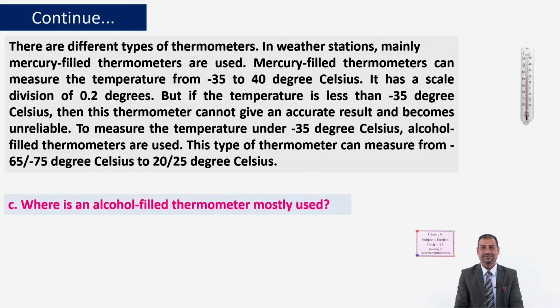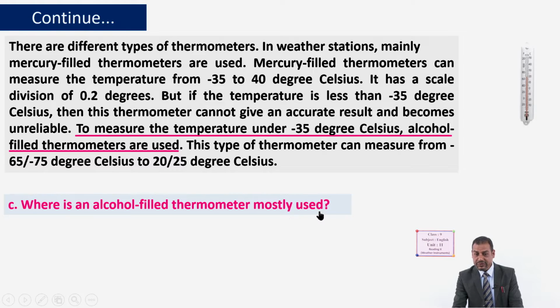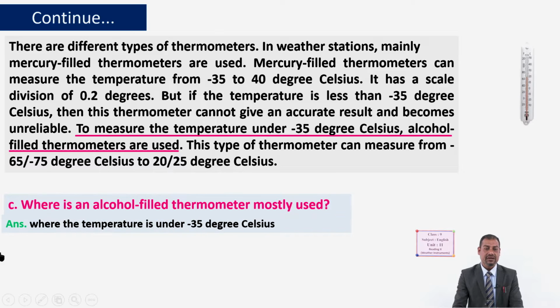Have you found it? Where is it? In which line? Okay, you can find its answer here. See, to measure the temperature under -35 degrees Celsius, alcohol filled thermometers are used. See, alcohol filled thermometer is used here in the question, and you can find these words here. And where? Now -35 degrees Celsius. So you can write down your answer in this way: where the temperature is under -35 degrees Celsius.